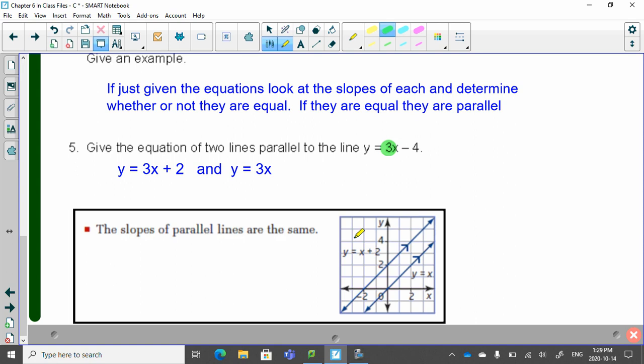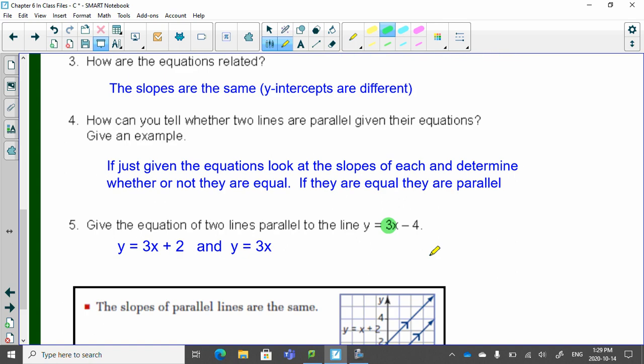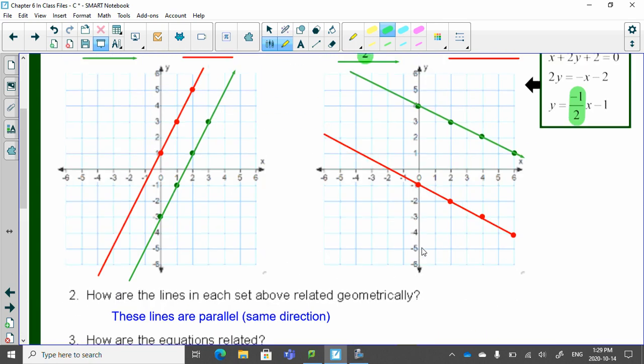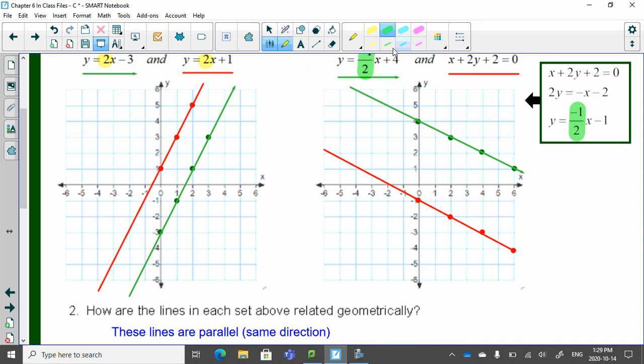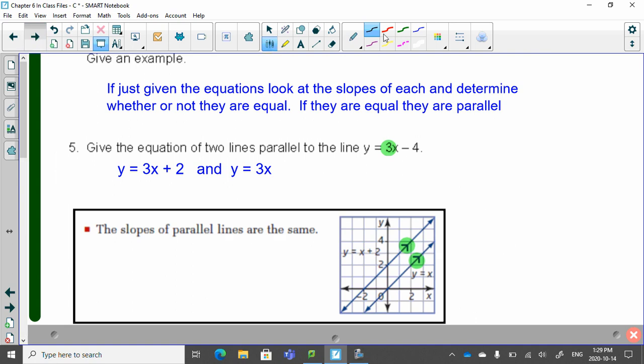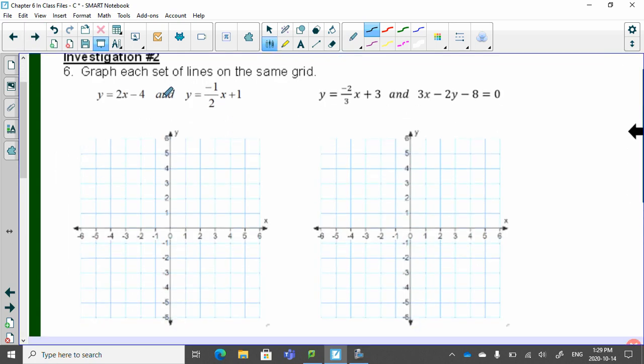Parallel lines have the same slope, and we show it with these two little arrows. Back up here, I might have gone too quick. Those two arrows, this one and this one, show that two lines are parallel. So after you know that they're parallel, you can take your pen and put a little arrow on this one and a little arrow on this one. These are parallel. Okay, so first investigation, parallel lines. You can graph each of these. Pause the video, come back, and then we'll talk about them.